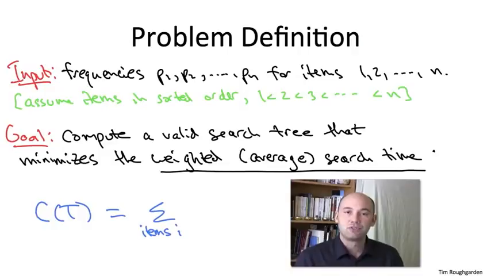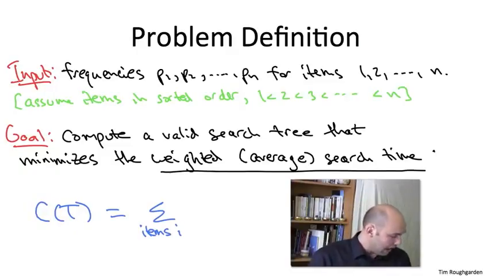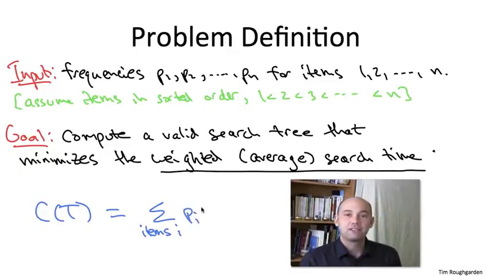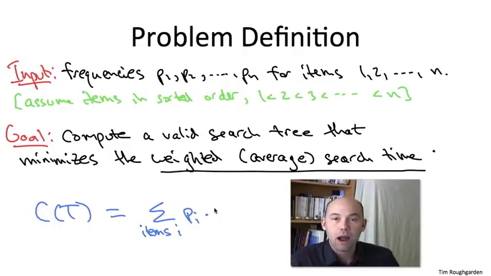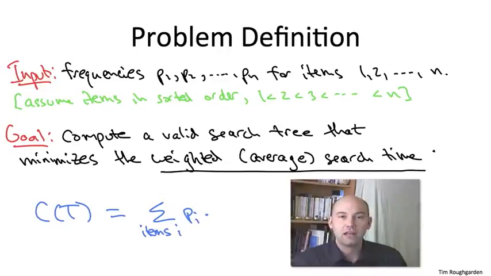If there are only successful searches, then we average only over the n elements that are stored in the tree. So we sum over each of the items i. We weight it by the probability or the frequency of its access p sub i, and then that gets multiplied by the search time required in the tree T to find the item i.